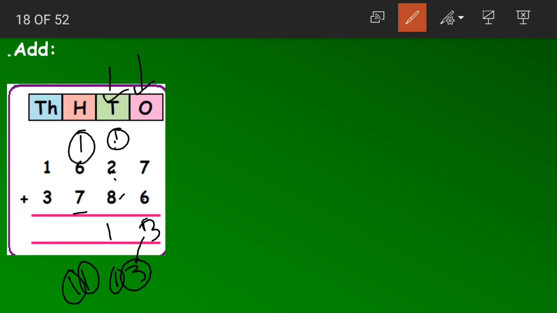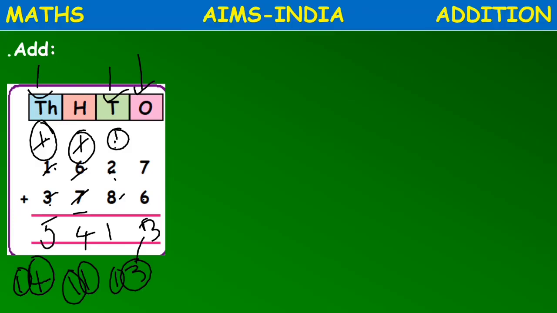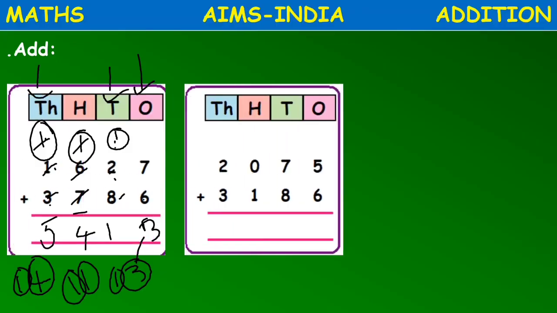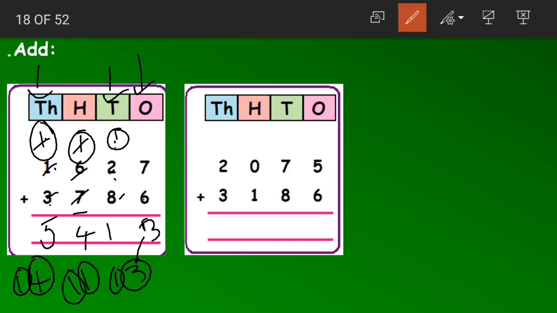In the hundreds place we have 1, 6 and 7. 1 plus 6 becomes 7. 7 plus 7 becomes 14. So we write the digit in ones place here and the digit in tens place which is 1 is carried. And lastly in the thousands place we have 1, 1 and 3. 1 plus 1 becomes 2. 2 plus 3 becomes 5. So the answer is 5413. Yes children? Yes. Moving on to the second question.